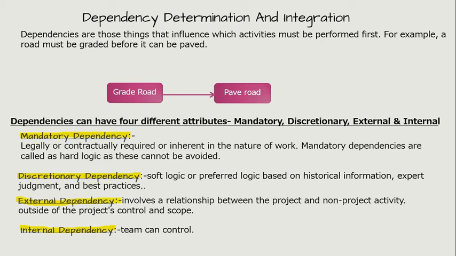Discretionary dependency. Discretionary dependencies are sometimes referred to as soft logic or preferred logic and are typically based on historical information, expert judgment, and best practices. For example, generally accepted best practices recommend that during construction, doors should be fixed once the flooring is done. The sequence is not mandatory. Both activities can be done together or in parallel, but performing the activities in the preferential order reduces the overall project risk.